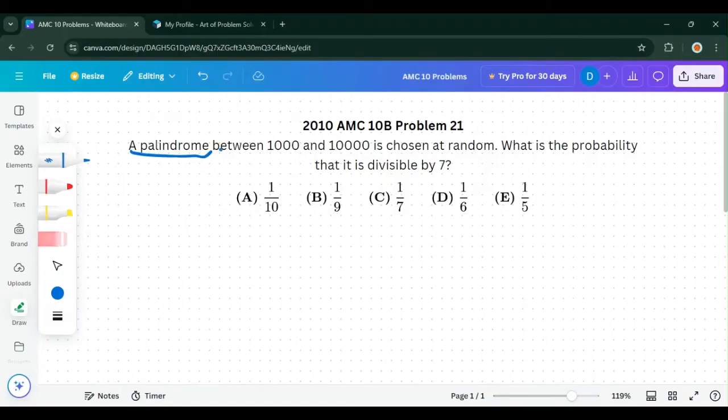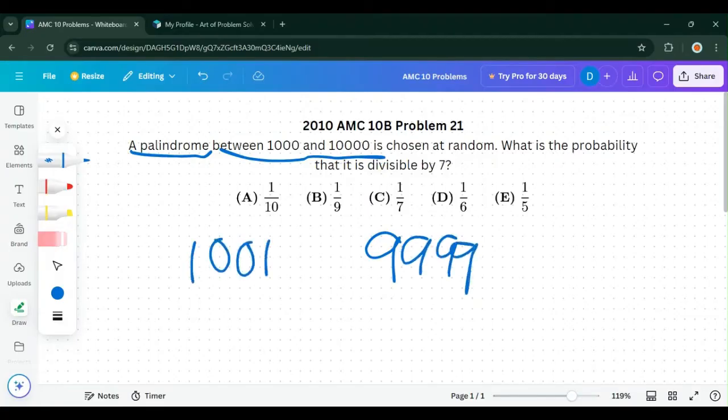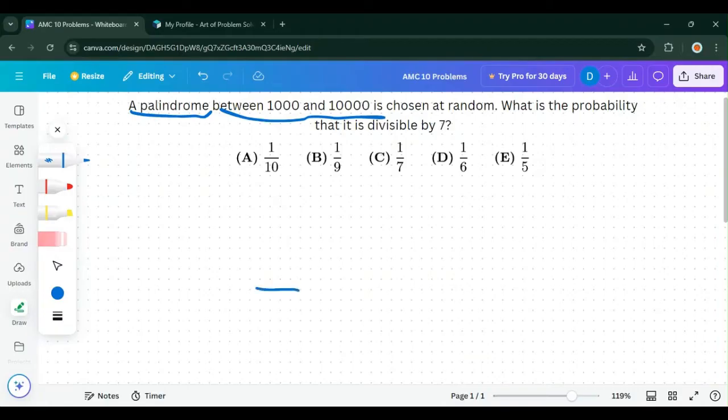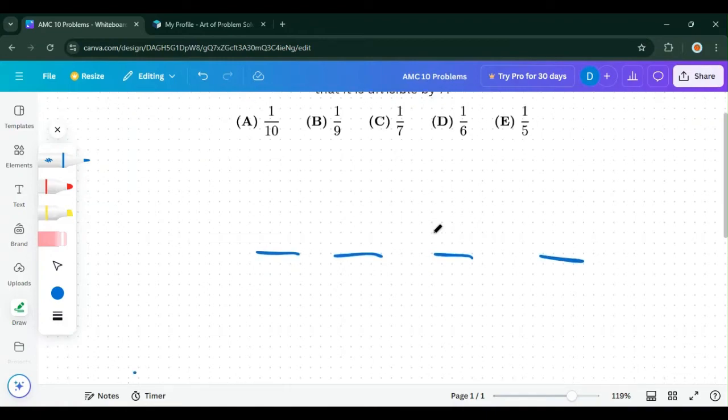And also we set some restrictions between 1,000 and 10,000. If a number is between 1,000 and 10,000, how many digits does it contain? 9,999 is the largest number, and the smallest number is 1,001. So every number in between, inclusive of 1,001 and 9,999, has to be a 4-digit number. And what we're trying to find is whether a 4-digit palindrome is divisible by 7.